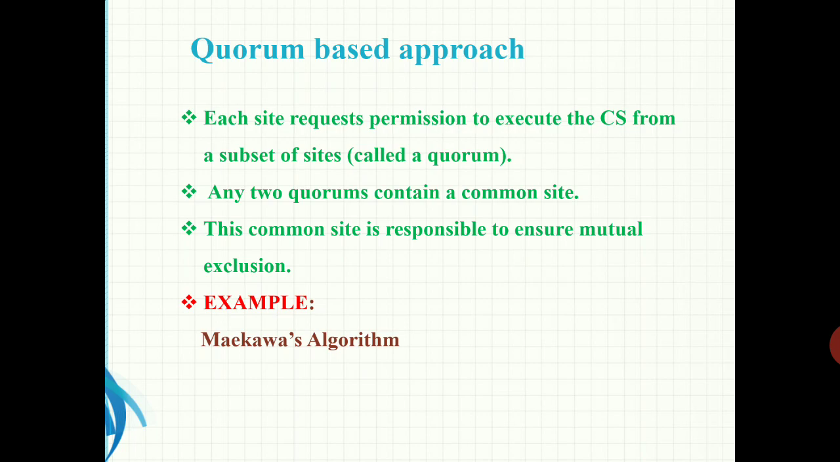That is, the system contains a number of sites. We are grouping them into subsets. If we take two subsets, they contain a common site. This common site is responsible for making sure that only one request enters the critical section at a particular time. This is the responsibility of the common site: make sure that only one request executes the critical section at a particular time. One example of a quorum based mutual exclusion algorithm is Maekawa's algorithm.